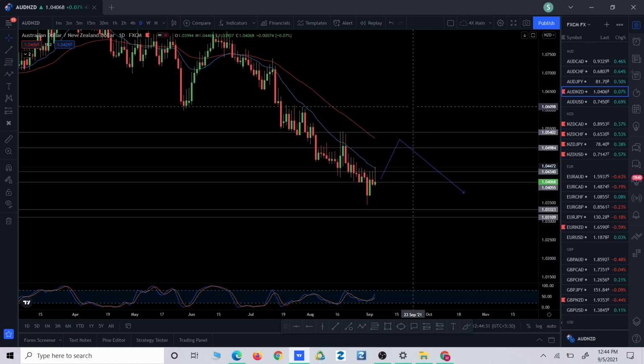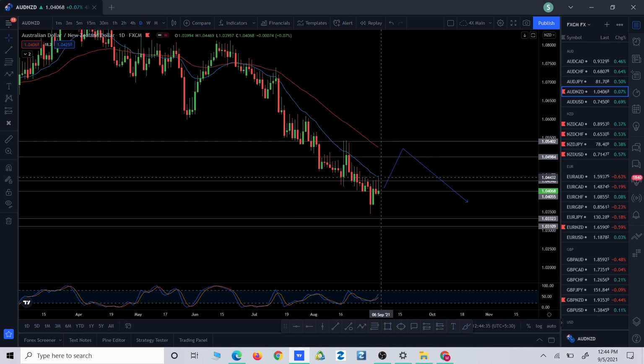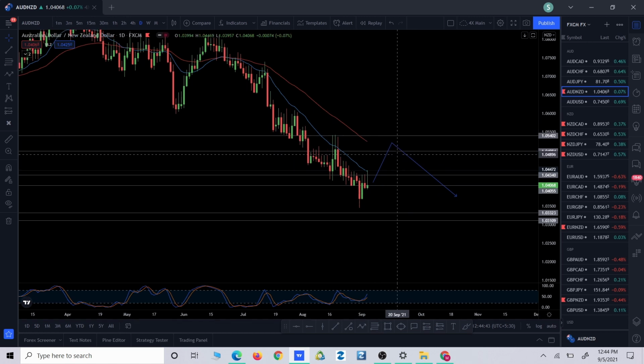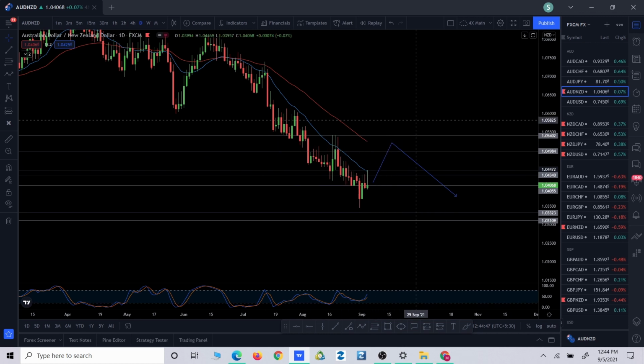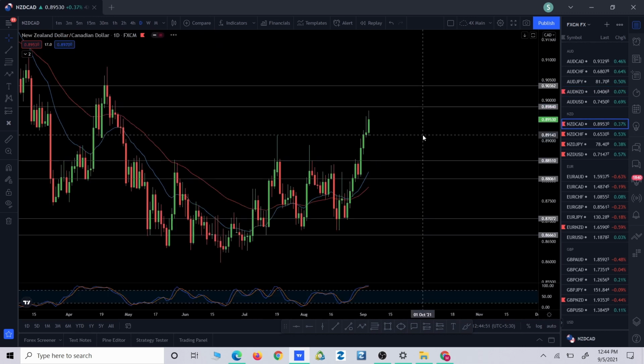into this resistance. And also, as we can see, the 20 EMA, which is the blue line, is below the 50 EMA, which is an indication that the price is in a downtrend. So considering these factors, we do consider this zone as a high potential zone to look for short opportunity in this market. And next we are going to talk about New Zealand CAD.